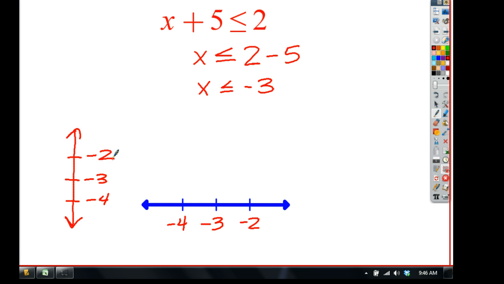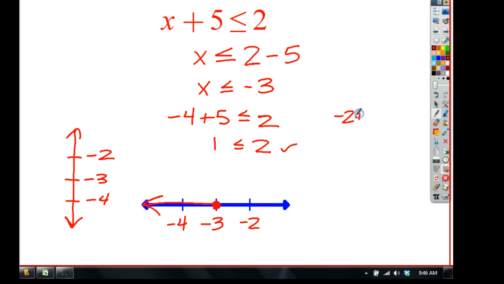So we know that numbers that are less than or equal to -3. All right, so I'm going to go ahead and close the circle here, and I'm going to say numbers that are lower than that. We'll go this way. Okay, and let's pick our numbers. Let's take -4 and plug it in here. If I do -4 plus 5, is that going to be less than or equal to 2? Okay, well, -4 plus 5 is 1. Is 1 less than 2? Yep, that works.